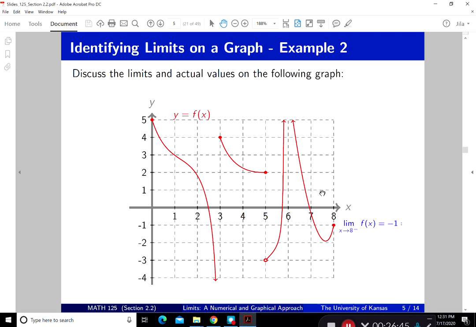And the last one, at x equal to 8, we don't have any right side limit, we only have a left side limit. Basically in here you can see that as x approaches 8 from the left side, the function ends up being equal to negative 1, which is the value of the function at 8 also.